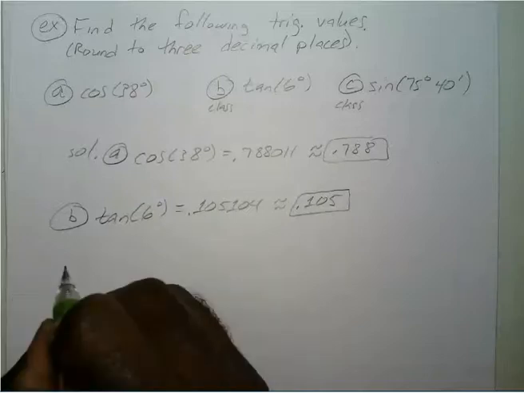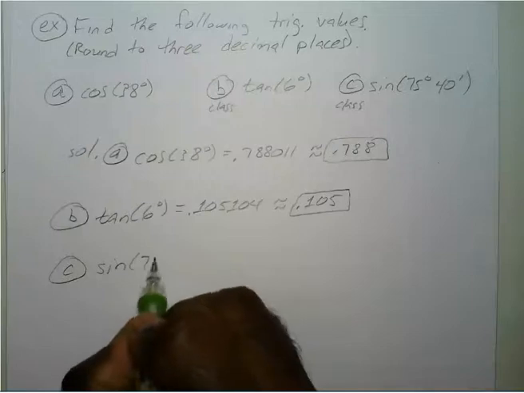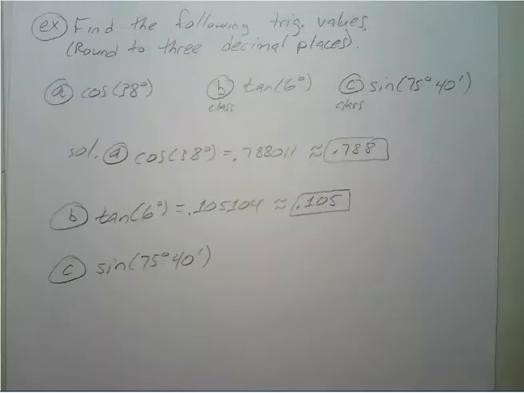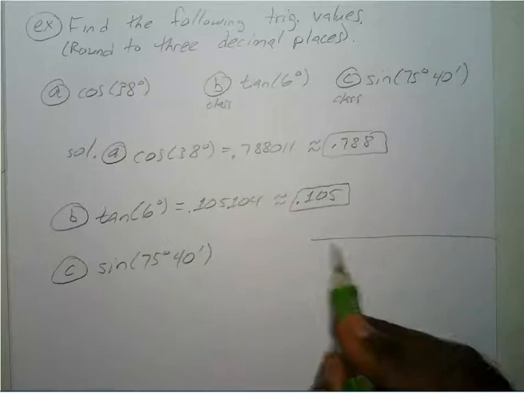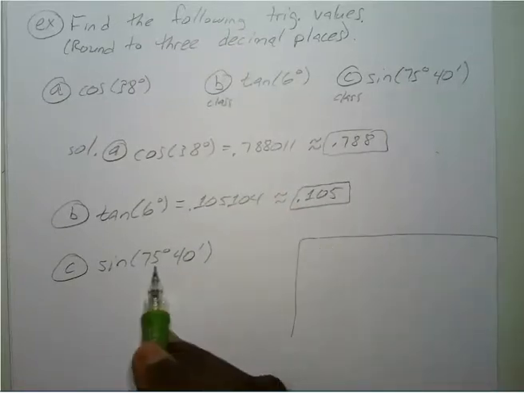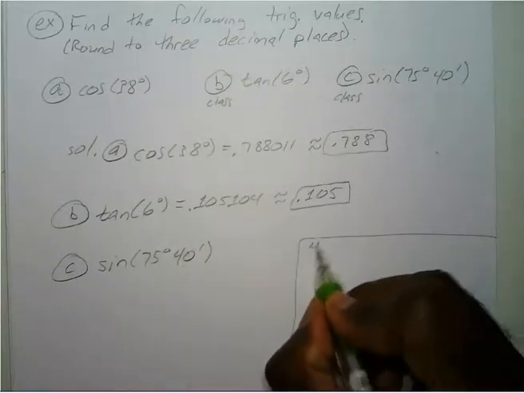All right, so what about C? We have sine of 75 degrees 40 minutes. Now there are some calculators where you can plug in 75 degrees 40 minutes, and it's not too hard, but if you don't have that on your calculator, we're going to assume that you don't, instead of assuming everyone has a calculator that can do that. So we have 75 degrees plus 40 minutes, so we're going to get that 40 minutes and convert it.